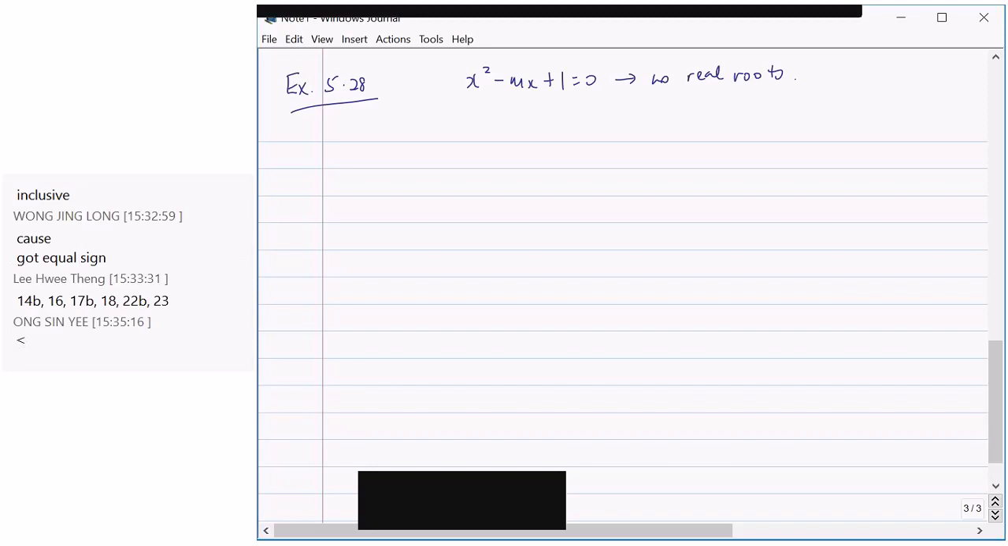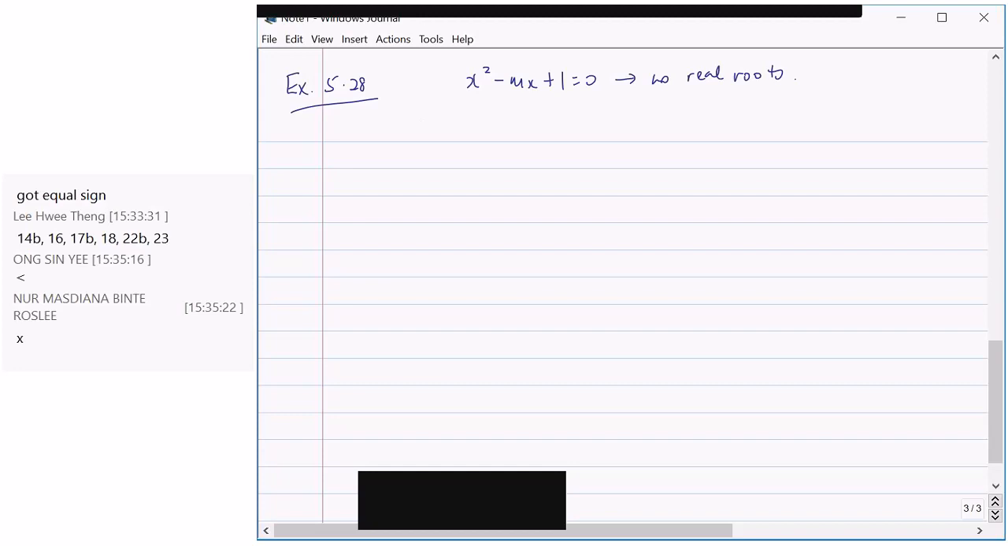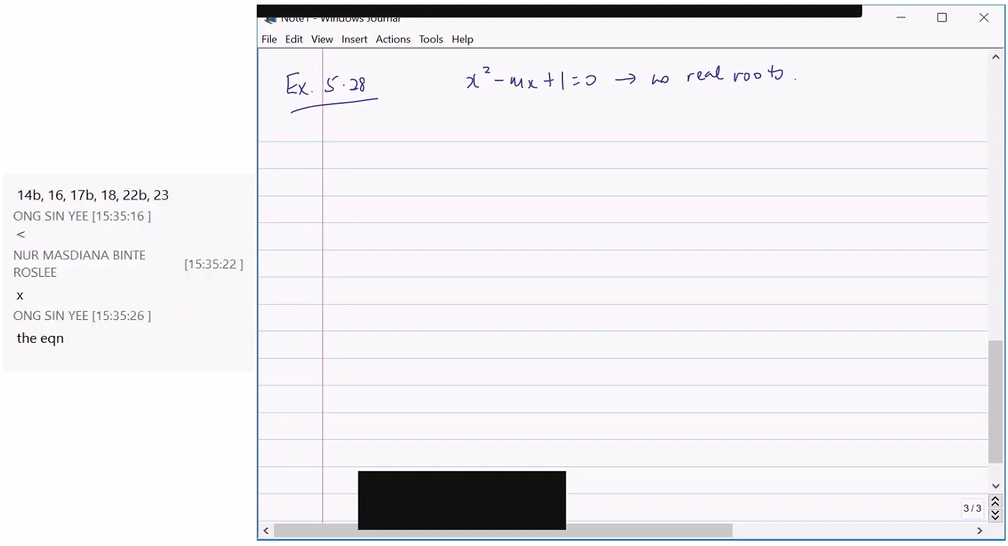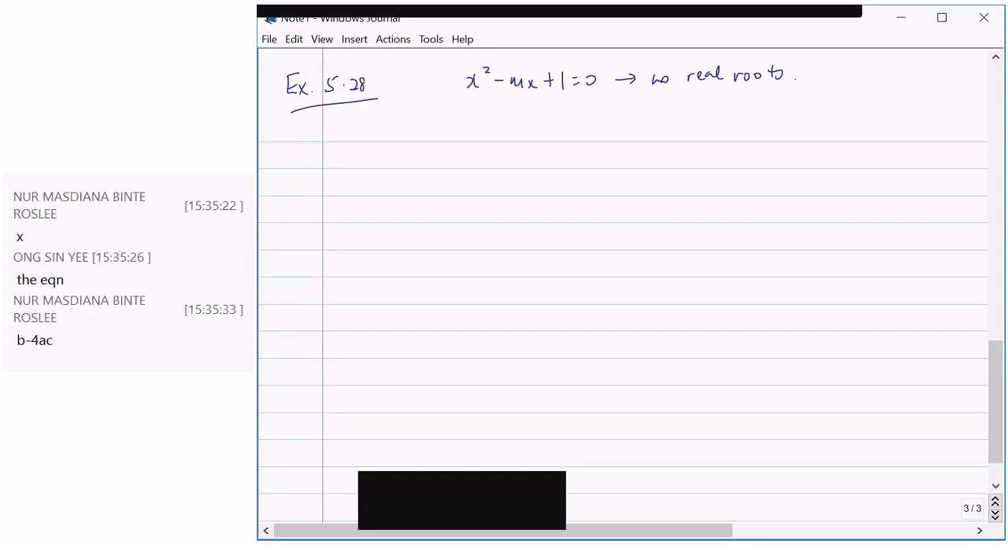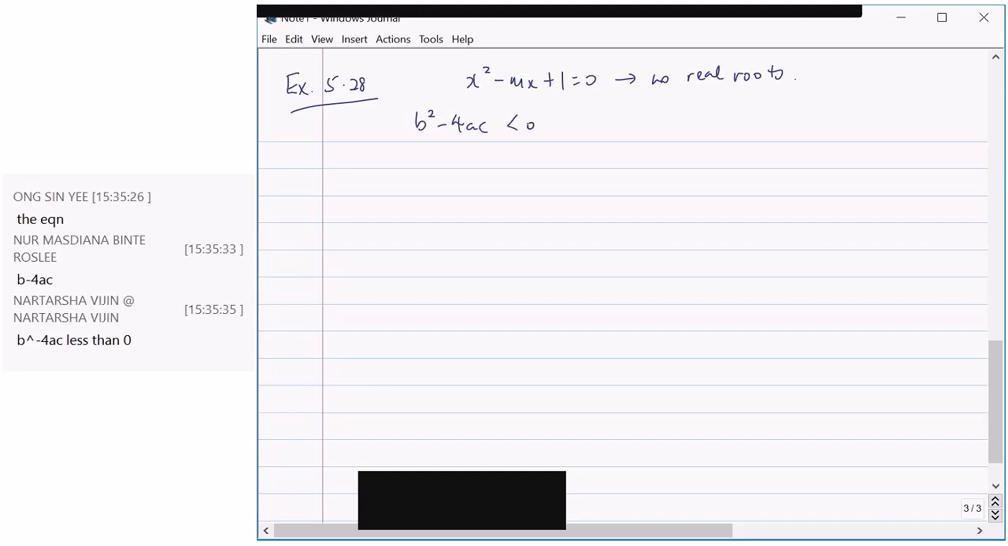What is less than 0? Last week we learned for a quadratic equation to have no real roots, what must? Yes, b squared minus 4ac. So to have no real roots, the b squared minus 4ac must be less than 0. Okay, so this is tapping on last week's knowledge.